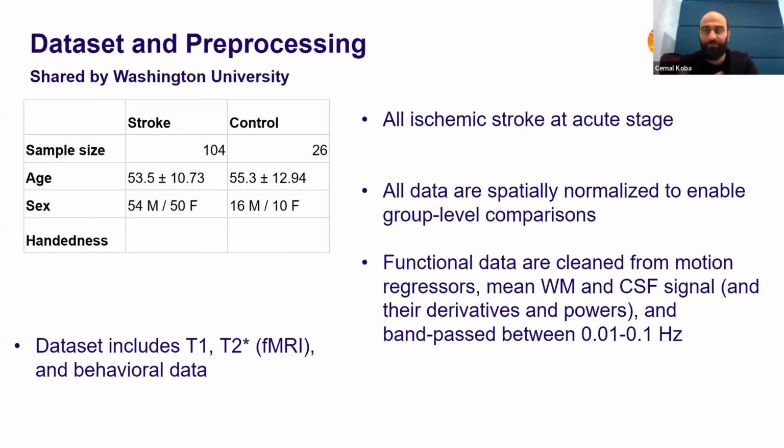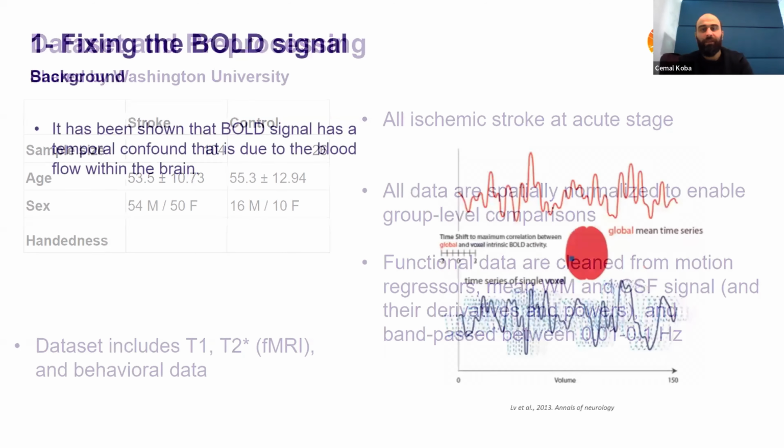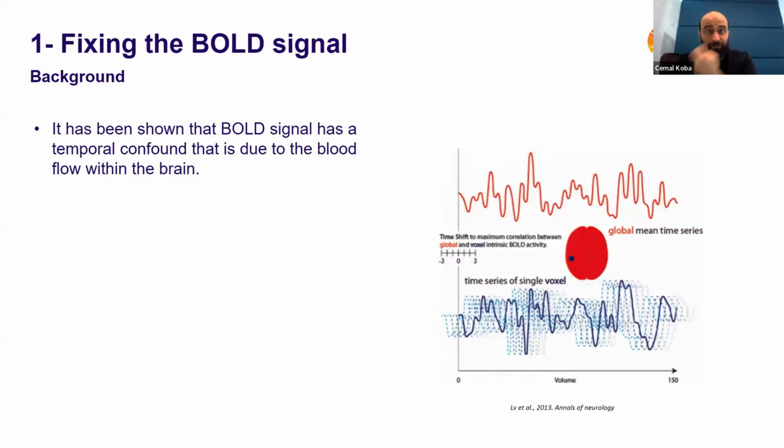And after this step, we tried to investigate the noisiness of the stroke data so that they are more in line with the control set. And to do that, to fix the bolt signal, we used a trick that is already defined in the literature. Bolt signal from fMRI data has this temporal confound that shows the blood flow from internal carotid arteries to venous sinuses. And this is actually detected relatively easily.